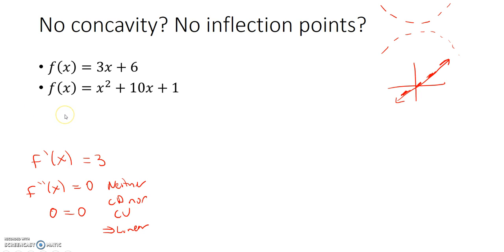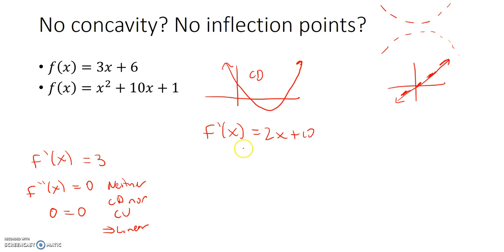How about the function x squared plus 10x plus 1? Well, from what we know, this is a parabola that opens upwards, and if it opens upwards, then the function is concave up everywhere. So we've noticed this already, hopefully, with the derivatives of quadratic functions. The derivative of this quadratic is going to be 2x plus 10, and the derivative of that is going to be f double prime of x equals 2. Okay, well, first of all, the second derivative is a positive 2. That means that the function is going to be concave up everywhere.